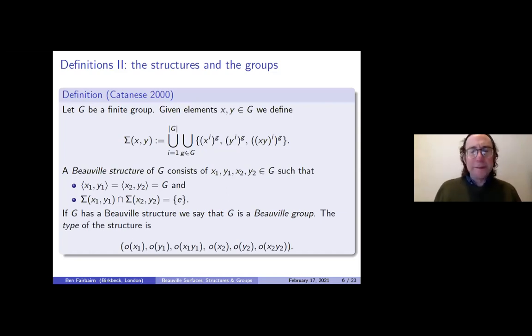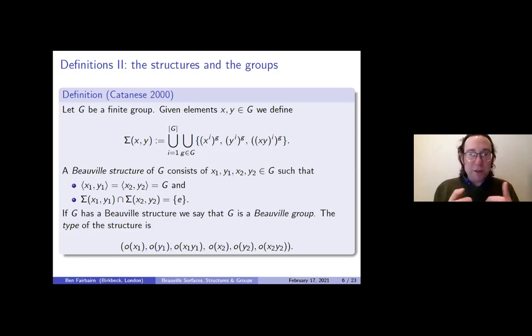Okay, so very often if you've got a group and a couple of generating pairs and you want to check whether you're dealing with a Beauville structure, in other words, that those sigma sets genuinely have this disjointness property, the easiest way of showing that is usually to find that the orders of x1, y1, and their product are co-prime to the orders of x2, y2, and their product.